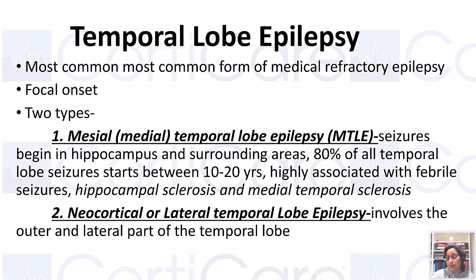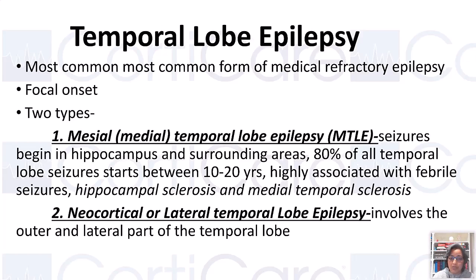There are two types of temporal lobe epilepsies. Temporal lobe epilepsy is a focal epilepsy. It is the most common form of medically refractory epilepsy. Almost 70% of the patients who get diagnosed with epilepsy have temporal lobe epilepsy. Again, it is a focal onset.